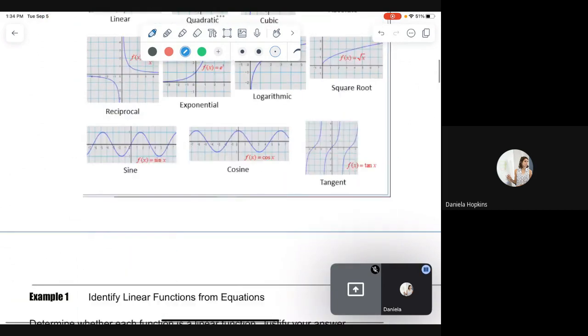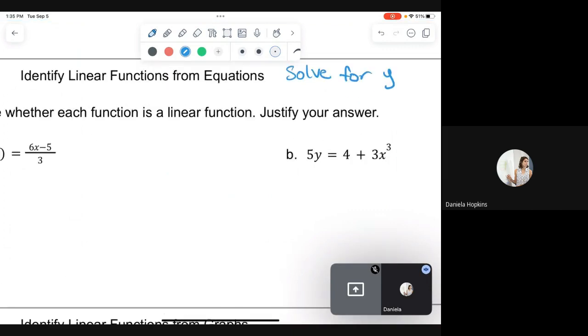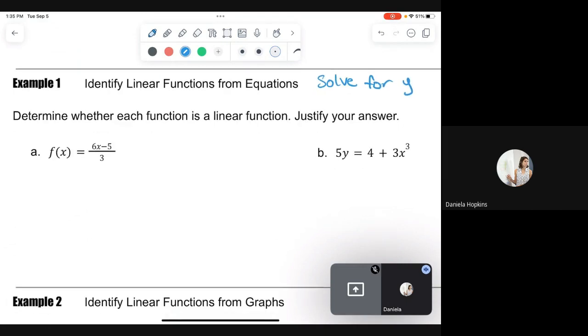So hopefully you can recognize a linear function from the graph. But what happens when it's not in graph form? There's really 2 ways you can do this. The first way is that you can determine if it's linear by solving for y and trying to rearrange it to be y equals mx plus b. Because if you can solve it for y, if you can make it look like y equals mx plus b, it is linear.